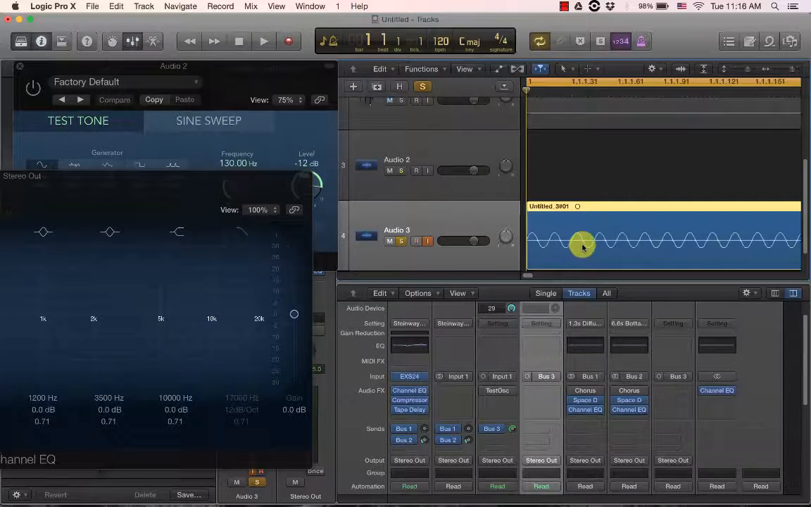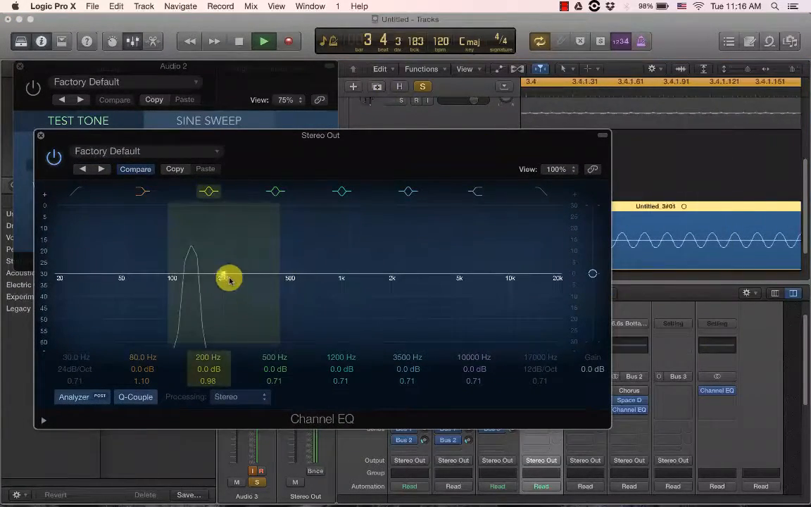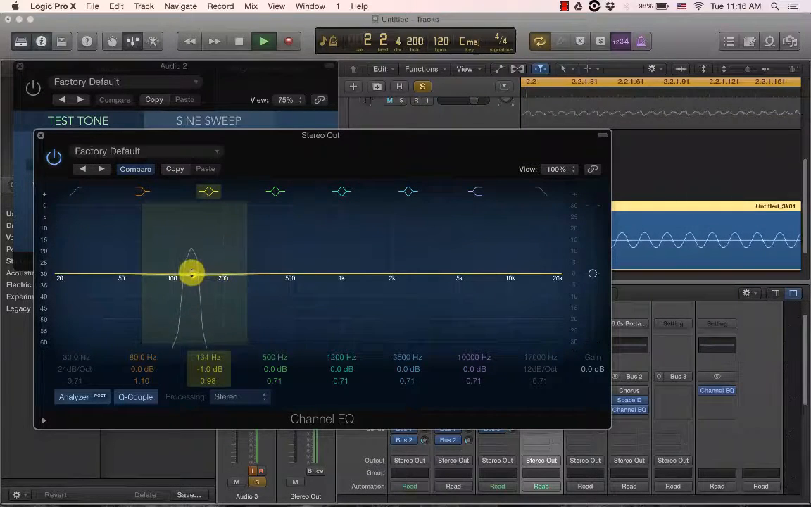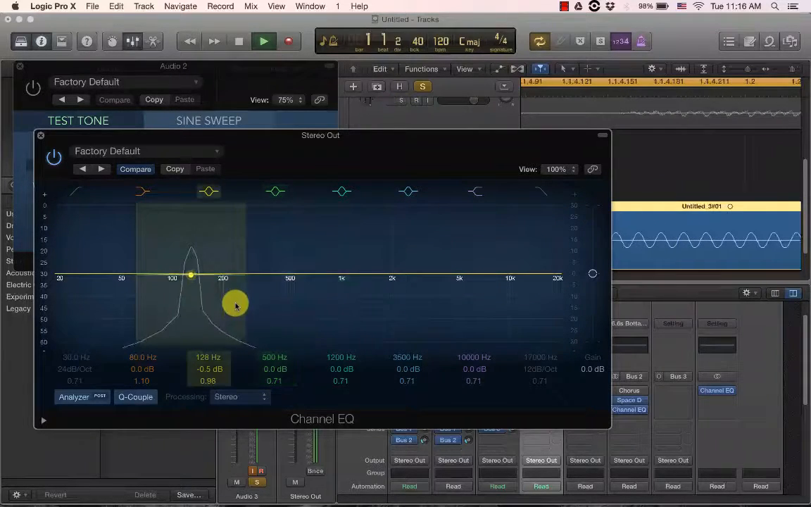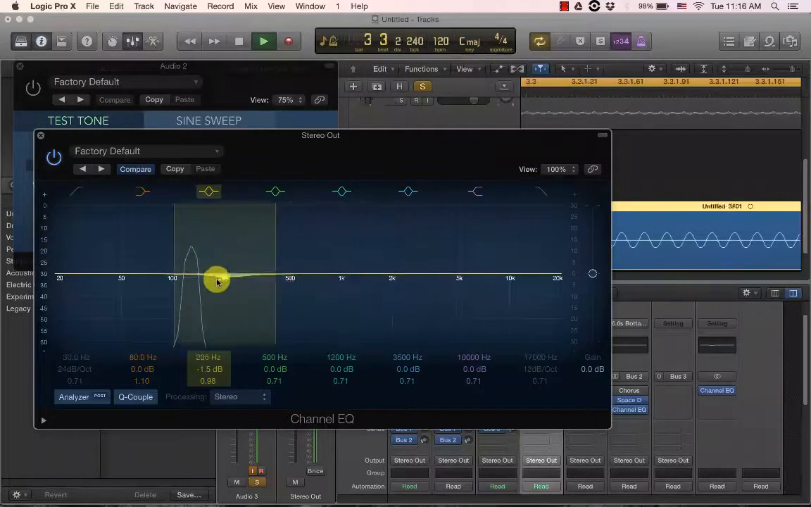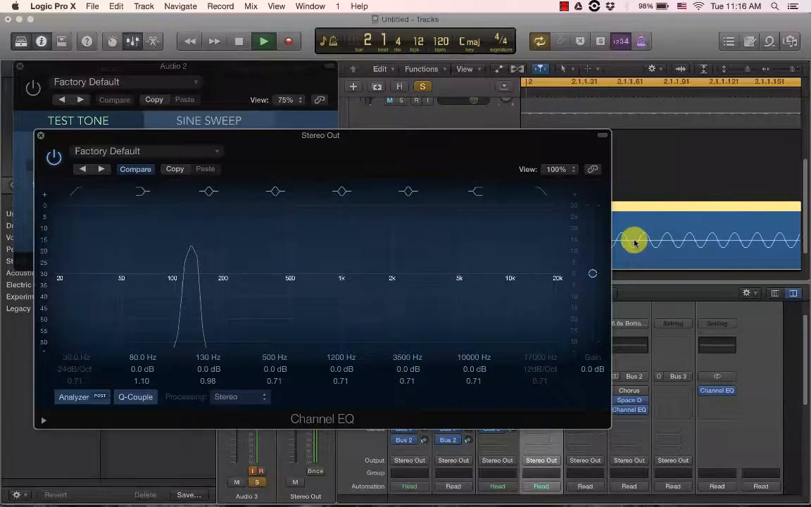So we have a generated sine wave at a frequency of 130 Hertz. This is what it sounds like. Okay, and if we look at our equalizer, you can see it's only right here at exactly 130 Hertz. There's nothing else going on, no other frequencies. I could boost this up, doesn't do anything. So this perfect sine wave has no harmonic content. It's just that one frequency and that's it.